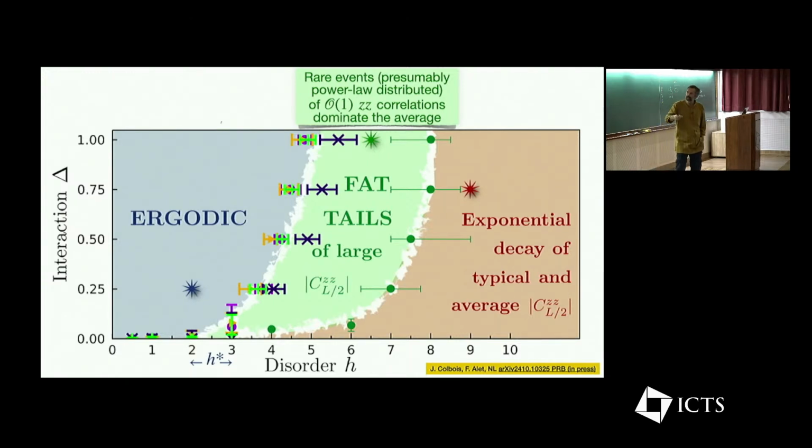Only when you go to larger disorder do both typical and average correlation decay exponentially. So this red regime looks more like conventional MBL, while this one has something more. And these rare events seem to be power law distributed. They all have the one ZZ correlation. And we are not looking at short distance correlation, we are looking at system-wide correlation in a background where typical correlation are very short range.